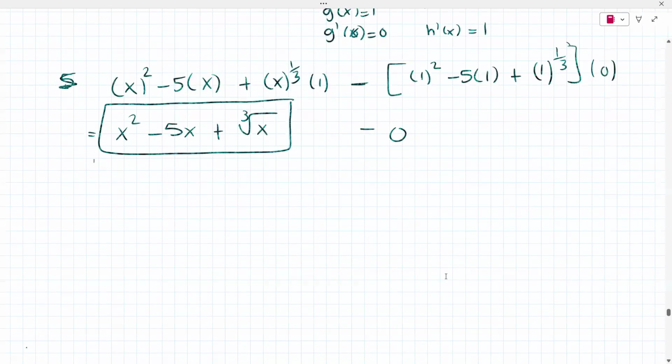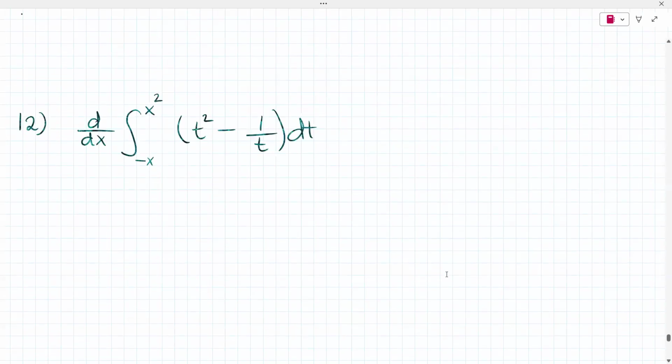Okay, 2 more. So let's look at question 12. We've got to find f prime of x. So what we can do is first figure out my g of x and my h of x. My g of x is the lower, which is negative x, and my g prime of x is negative 1. And then my h of x is the upper, which is x squared, and my h prime of x is 2x.